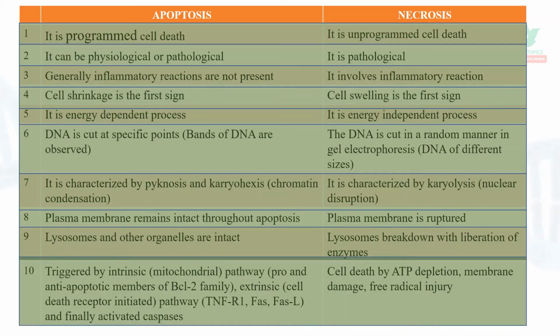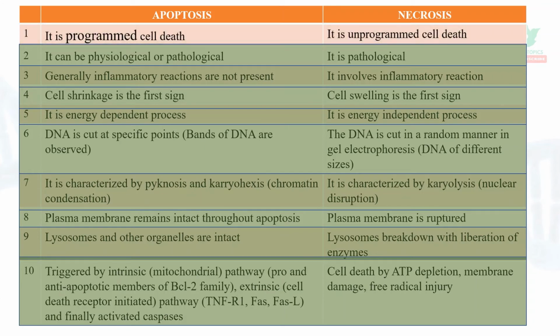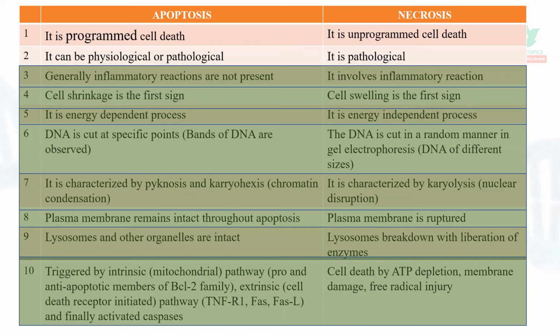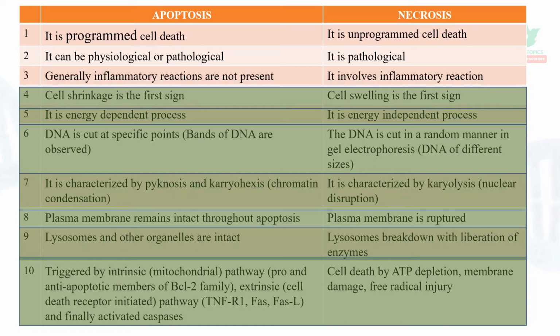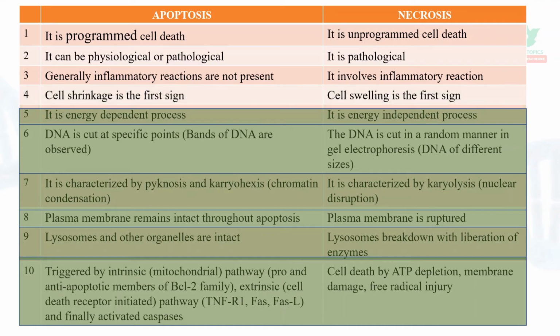Let us see the differences between apoptosis and necrosis. Apoptosis is a programmed cell death, whereas it is unprogrammed in case of necrosis. Apoptosis can be physiological or pathological. Necrosis is purely pathological. In apoptosis, generally no inflammatory reactions are present, but inflammatory reactions are present in necrosis. Cell shrinkage is the characteristic feature of apoptosis. Cell swelling is the characteristic feature of necrosis.